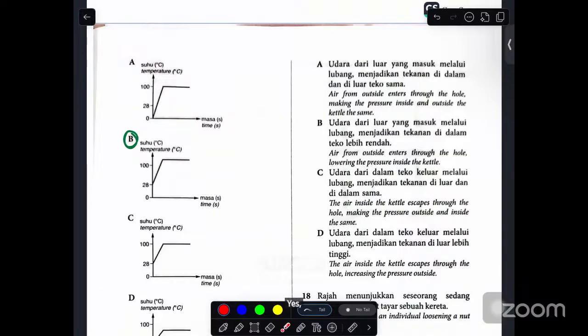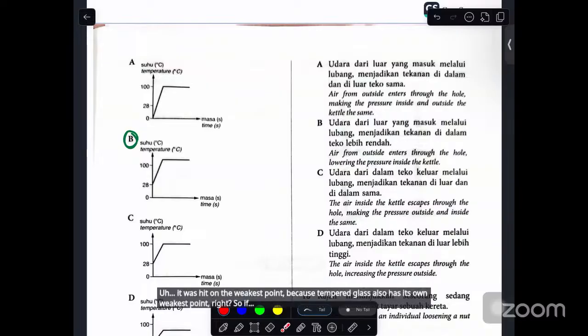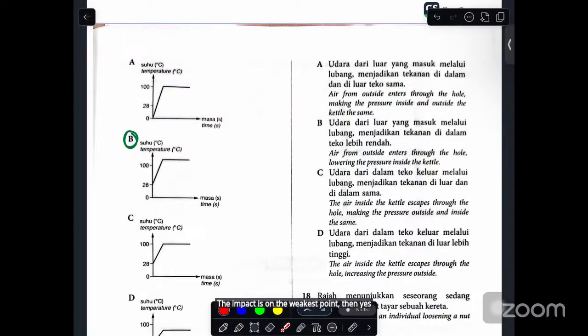Yes, yes, yes. Tempered glass still can pecah. Okay, it still has its limits. Because tempered glass, normally it can handle a huge amount of heat. And of course, it can handle some surface impact. Okay, surface impact. But then, if it was hit on the weakest point, because tempered glass also has its own weakest point, right? So if the impact is on the weakest point, then yes, it will break.